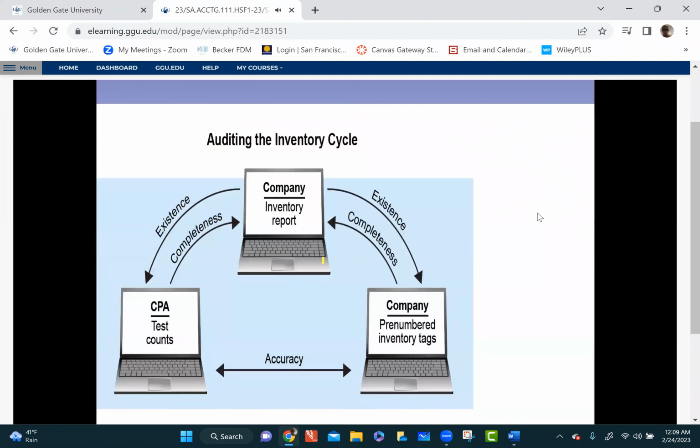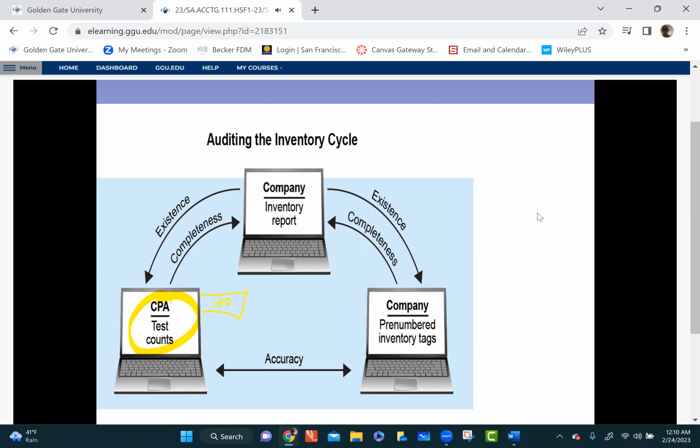Now, remember, we're going to test count some of the inventory. So the client counts it, we observe them counting, and then we'll come back, not the entire 100%, we'll do some test counts. And we'll put a little tag out there that says what our test count was. Say we counted those, there's 100 of those. It's not $100, that's 100 items, right?